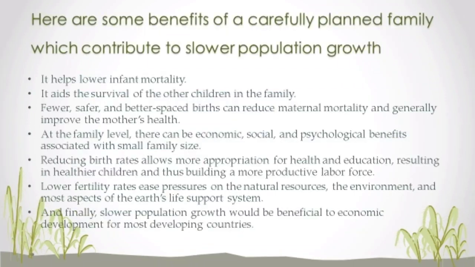Here are some benefits of a carefully planned family which contribute to slower population growth. The first one, it helps lower infant mortality. It aids the survival of the other children in the family. Why? In order to avoid reduction of the quality of life, like poor nutrition, poor shelter and sanitation, poor medical care, and poor education. Fewer, safer, and better spaced births can reduce maternal mortality and generally improve the mother's health.